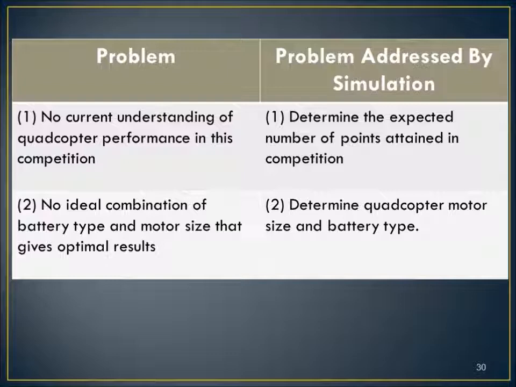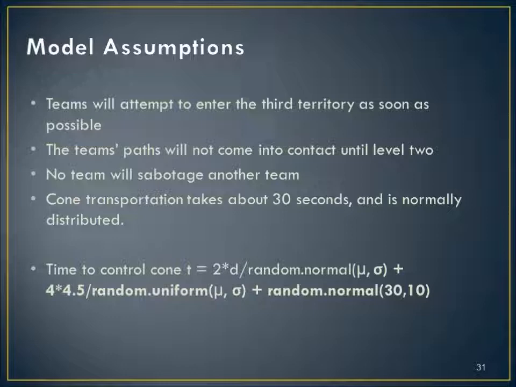We're also assuming that teams will attempt to enter the third territory as soon as possible, and that teams' paths will not come in contact until level 2. Also, no team will sabotage any other team, and we're assuming that cone transportation is normally distributed and takes about 30 seconds. So here's a breakdown of our simulation.